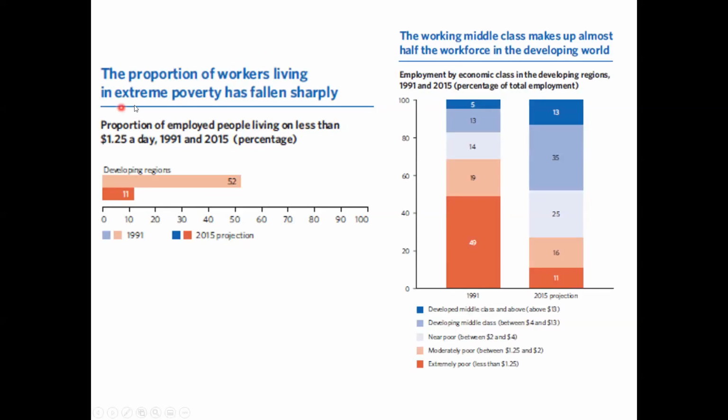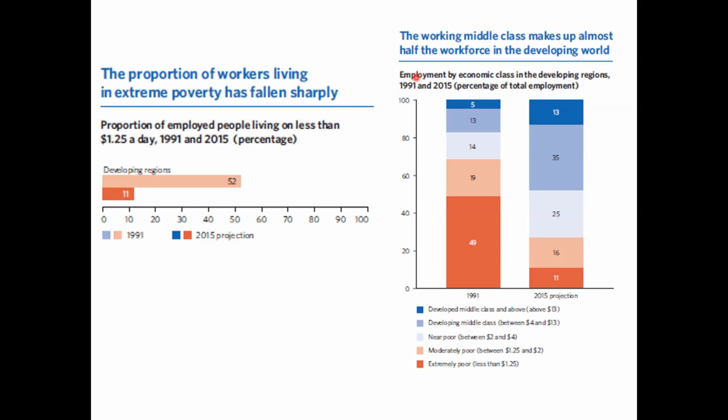The proportion of workers living in extreme poverty has fallen sharply. This shows the proportion of employed people living on less than $1.25 a day, 1991 to 2015. Remember the last slide showed that employment opportunities per capita are declining. This shows partially how important employment opportunities are. And this is tremendous progress, seeing that it used to be, in developing regions, 52% of people, even those who had a job, still lived on less than $1.25 a day. This is now down to 11, which is still shocking, that you can have a job and still be living on less than $1.25 a day. But compared to 52 in 1991, getting it down to 11 in the next 25 years is huge progress. The working middle class makes up almost half the workforce in developing regions.